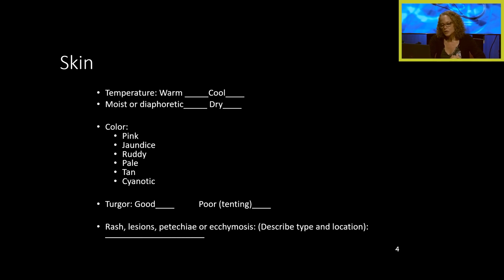So some of the color we might see is pink, jaundice, ruddy, pale, tan, cyanotic. We're going to go through those. We look for skin turgor. Is the turgor good or is it poor? And if it's poor, it's because they're tenting. Although again, remember, we have to consider their age. And then we look for rashes or lesions or petechiae or ecchymosis. And we're going to look at some examples of those as well.